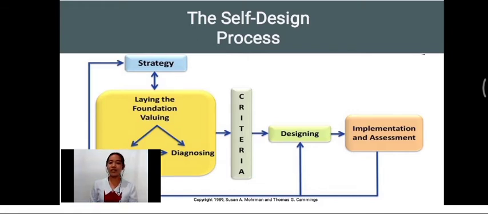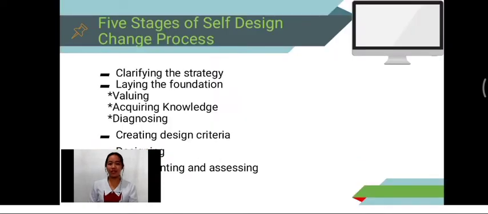And the self-design change process involves five stages: clarifying the strategy; laying the foundation, including valuing, acquiring knowledge, and diagnosing; the third stage is creating the design criteria; the fourth stage is designing; and the last one is implementing and assessing.